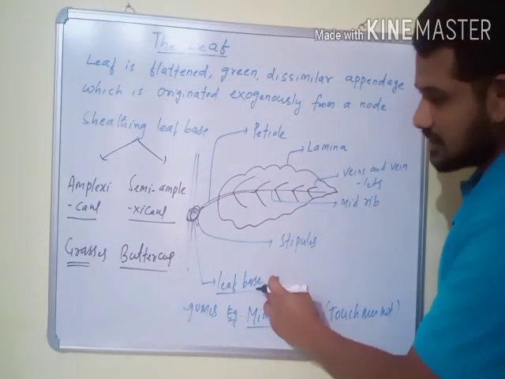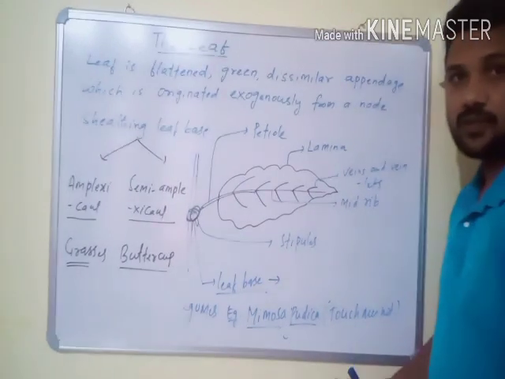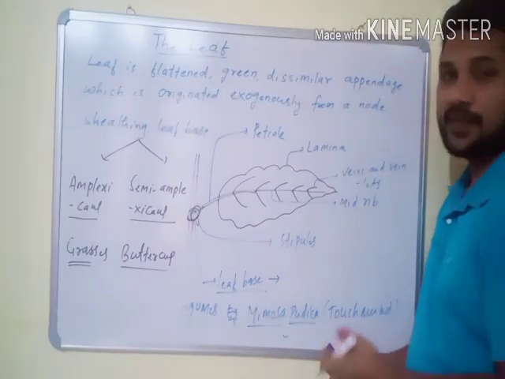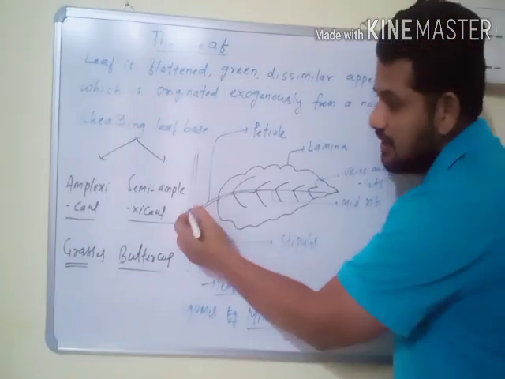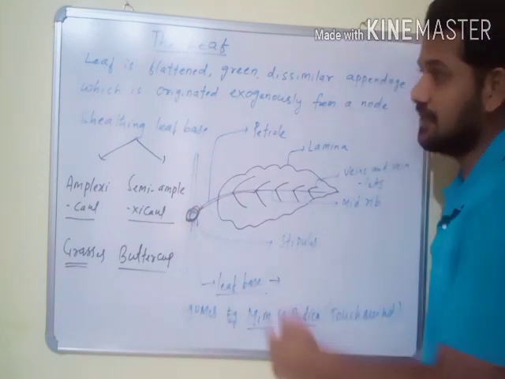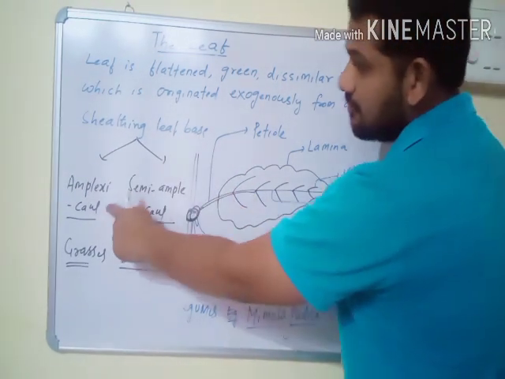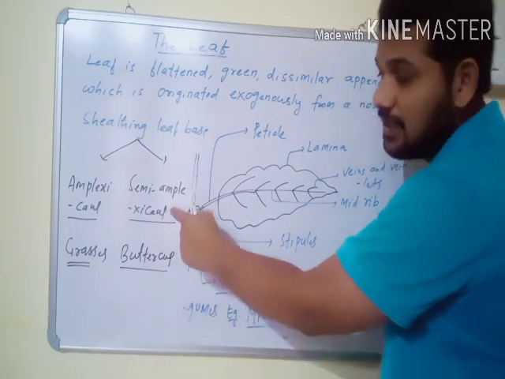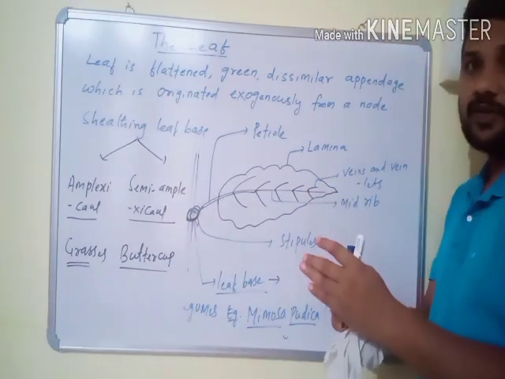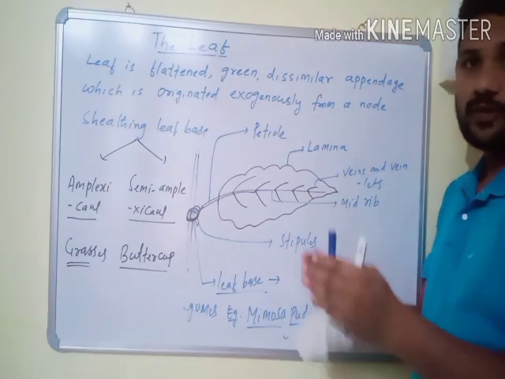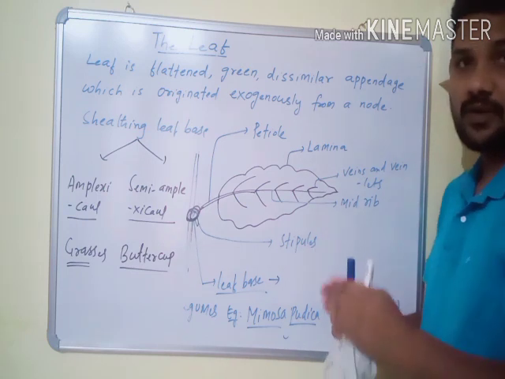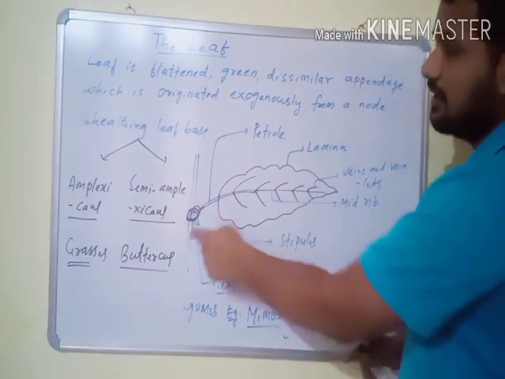In some cases, the leaf base is pulvinus. Pulvinus stores a large amount of water and becomes swollen. In some cases, the leaf base encloses the stem. Then it is called sheathing leaf base. Sheathing leaf base is again of two types, amplexicaul and semi-amplexicaul. In amplexicaul, the stem is totally enclosed by the leaf base. In semi-amplexicaul, half of the stem is enclosed by the leaf base.